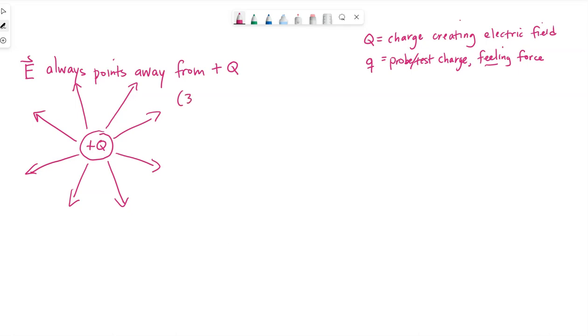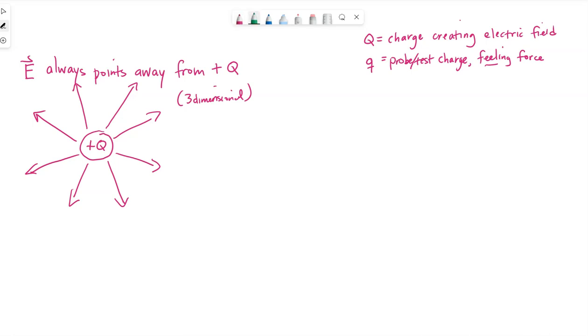So it's three-dimensional, in all directions. And we know that because we've defined this probe or test charge based off of it being positive. And we know a positive charge would be repelled by this positive charge.